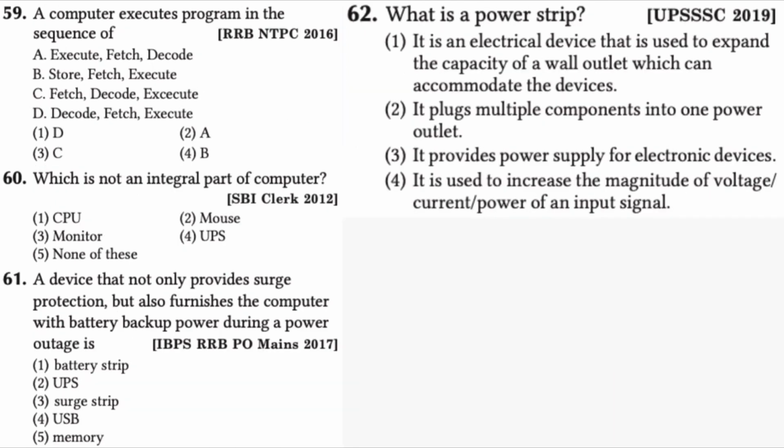Let's kick things off with question 59. A computer executes a program in the sequence of. Here, the correct answer is 3. C. Fetch, decode, execute. A computer follows the sequence of fetching instructions, decoding them, and then executing the decoded instructions.